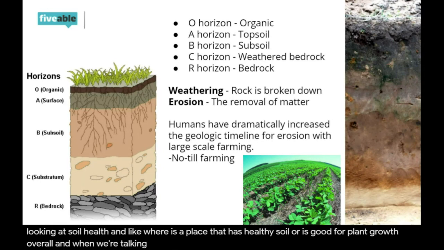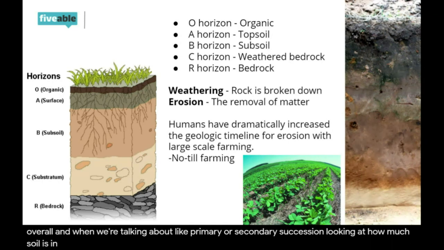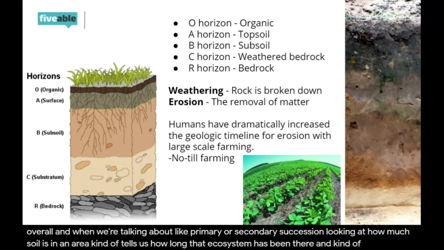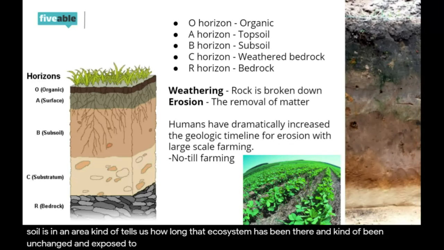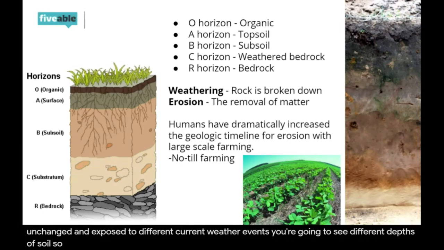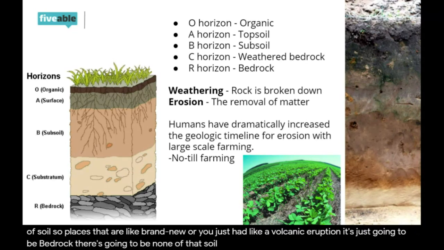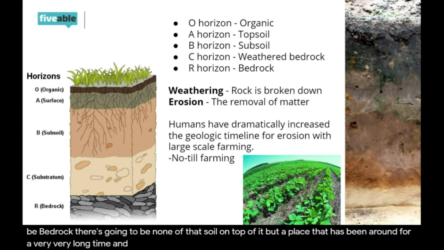And when we're talking about primary or secondary succession, looking at how much soil is in an area tells us how long that ecosystem has been there and been unchanged and exposed to different weathering events. You're going to see different depths of soil. So places that are brand new, where you just had a volcanic eruption, it's just going to be bedrock. There's going to be none of that soil on top of it. But a place that has been around for a very, very long time and experienced a lot of erosion events is going to have a large depth of soil.